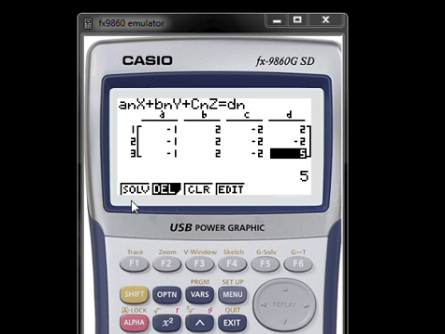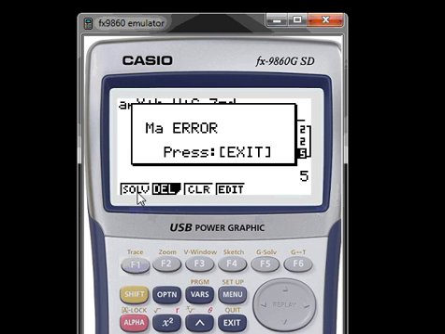Which once again means no solution, which we can see graphically on the calculator. Let's have a look. And there they are, the values are placed in, so hit solve, and once again, error.